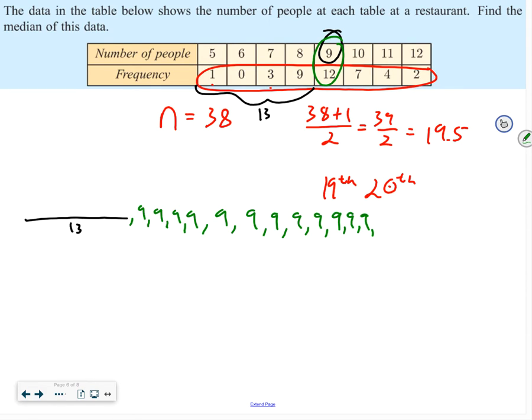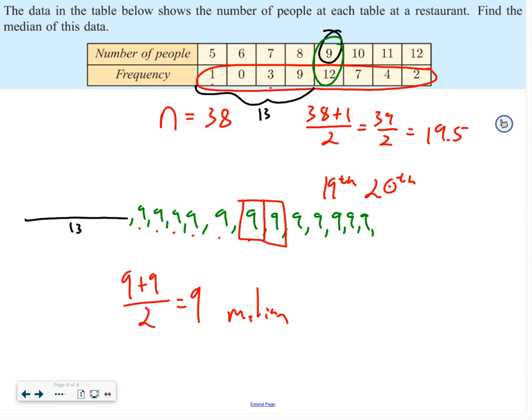Okay, so I know that the 19th, so 13, 14, 15, 16, 17, 18, 19, the 19th is a 9, the 20th is a 9, and to find the average of two 9s, well, that's going to be equal to 9. So that is our median of our set of data. So that's how we find a median with a frequency table.